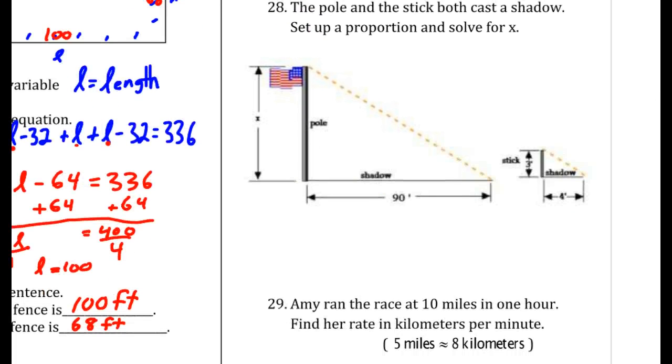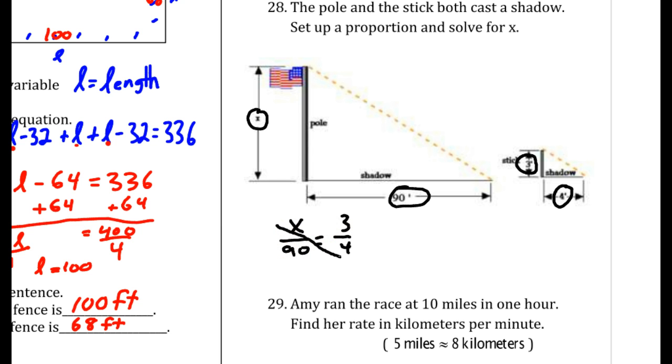Okay, lastly, we got a pole and a stick that both cast a shadow, set a proportion, and solve once again. So they give us a lot of values. There's x, it's 90 feet. This is 3 feet and 4 feet. Okay, so we have x over 90 is equal to 3 over 4.